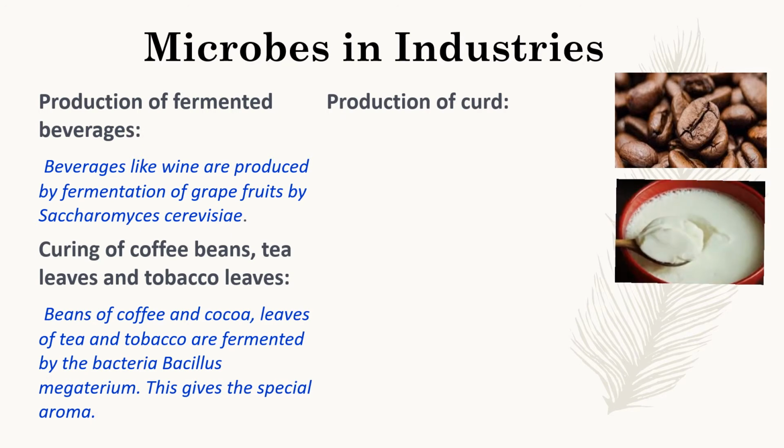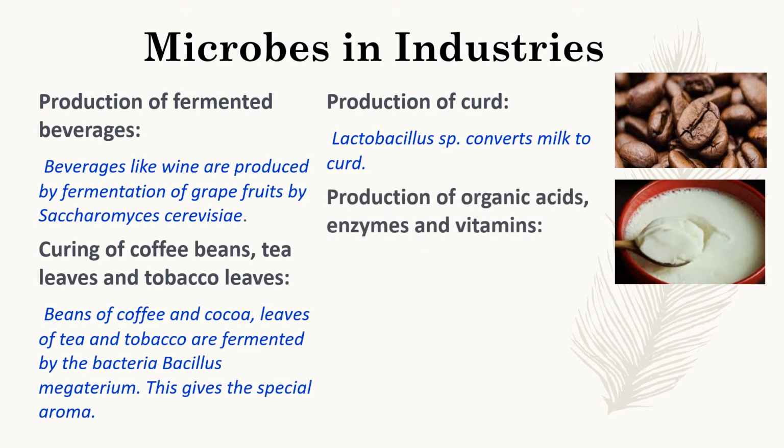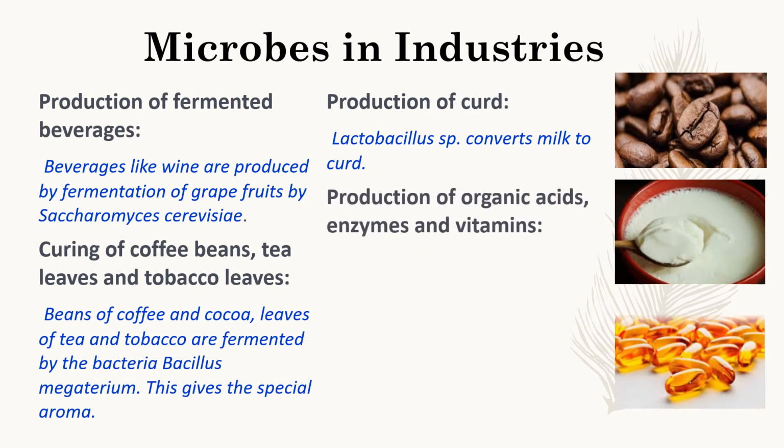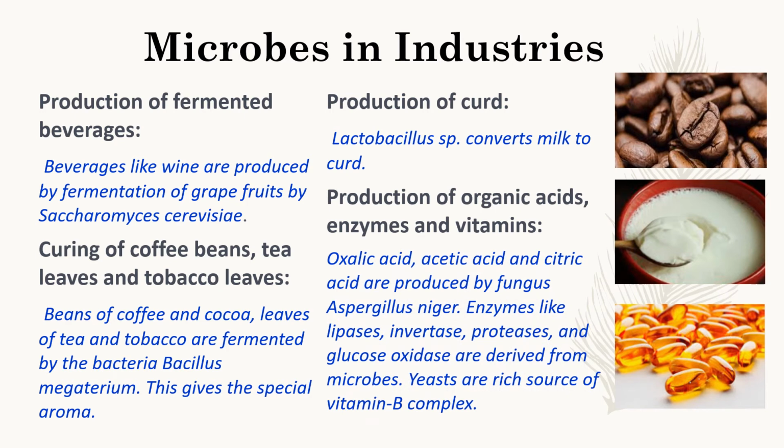Production of curd. Lactobacillus converts milk to curd. Production of organic acids, enzymes, and vitamins. Oxalic acid, acetic acid, and citric acid are produced by the fungus Aspergillus niger. Enzymes like lipases, invertase, proteases, and glucose oxidase are derived from microbes. Yeast is a rich source of vitamin B complex.